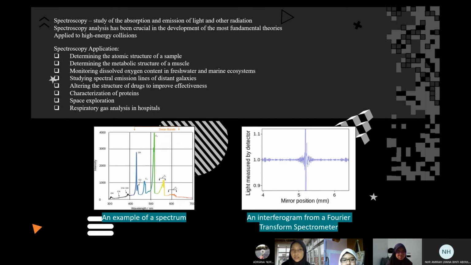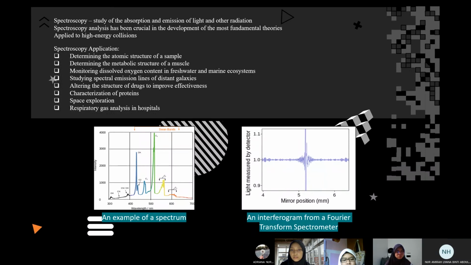First, determining the atomic structure of a sample, determining the metabolic structure of a muscle, monitoring dissolved oxygen content in fresh water and marine, studying spectral emission lines of distant galaxies, altering the structure of drugs to improve effectiveness, characterization of proteins, space exploration, and also respiratory gas analysis in hospitals.